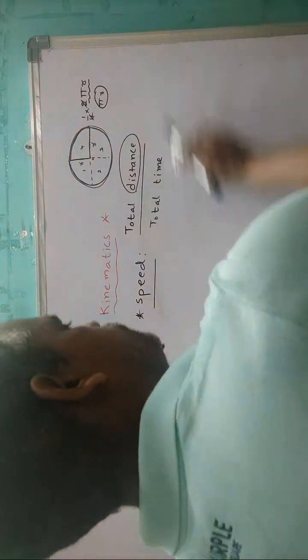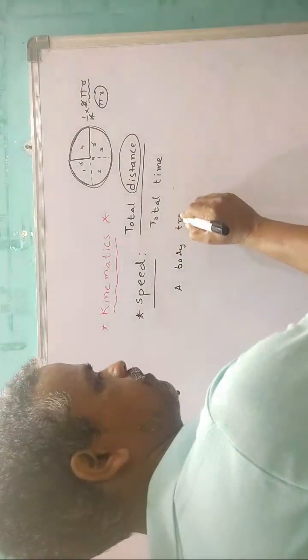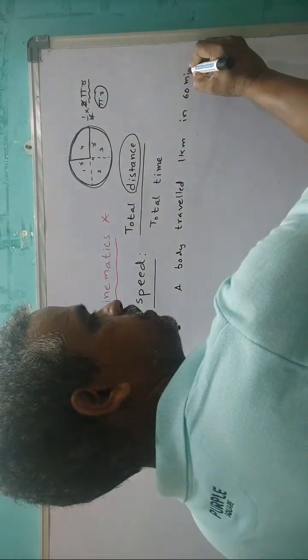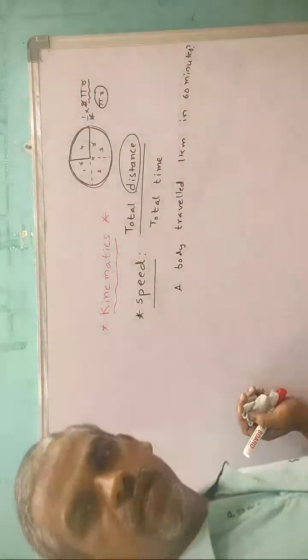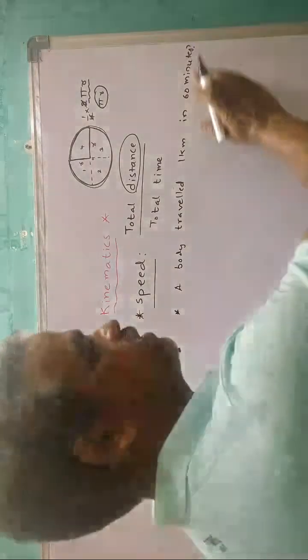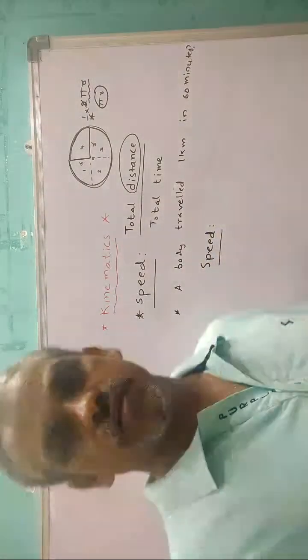Now see, a body traveled 1 kilometer in 60 minutes. Now, a body travels 1 kilometer in 60 seconds. So just find the speed of that body and tell me the answer.